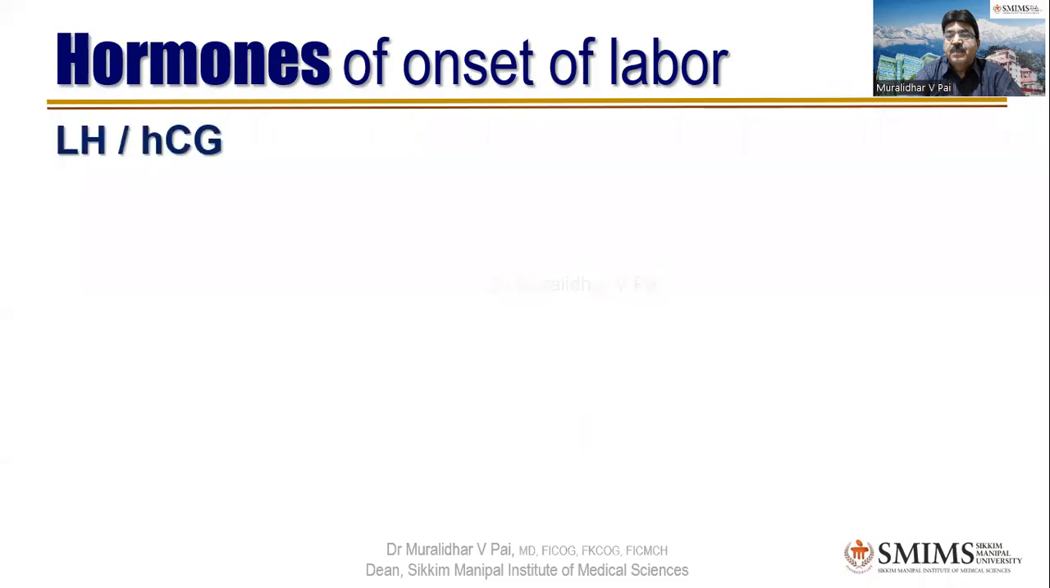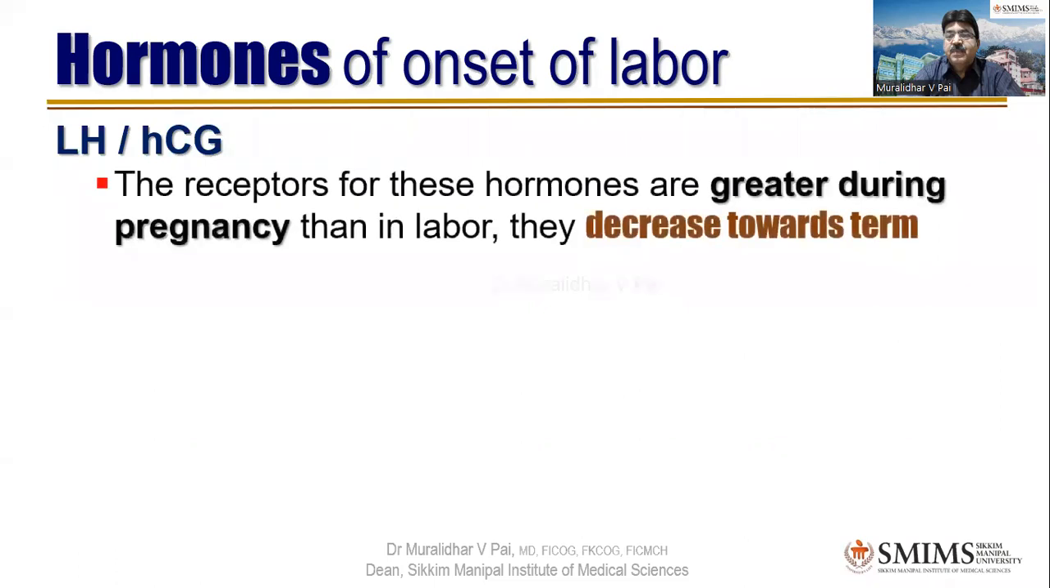LH and HCG. Let's see whether they help or whether they actually do not help, or how do they help, if at all they help. The receptors of these hormones are greater during pregnancy. That's what we saw in phase 1, the quiescent phase. HCG, LH, progesterone, they help in relaxation of the uterus. Then how do they help in onset of labor?